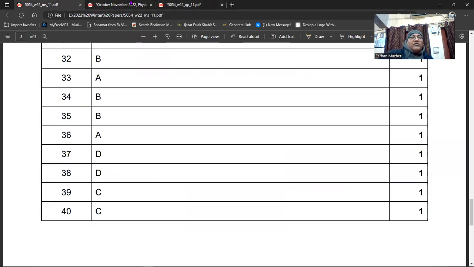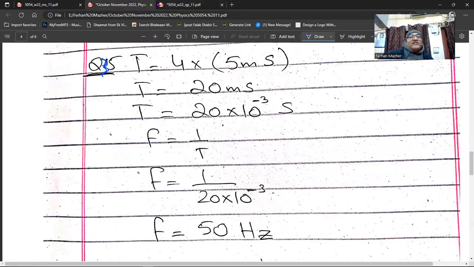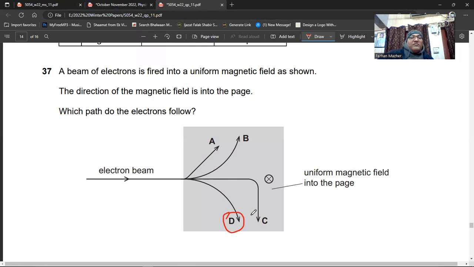Which question is this? Question number 37. D is the right choice, sir. A close competition between these two options. D is the right choice, sir.